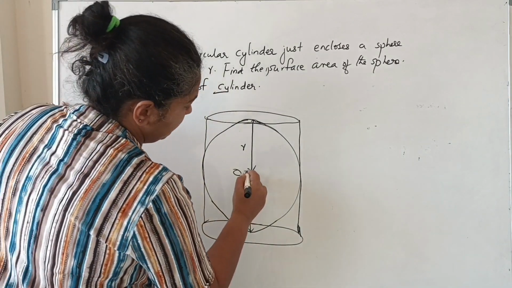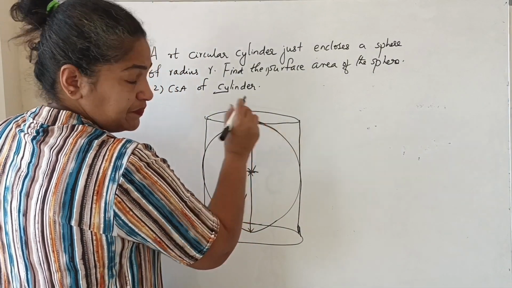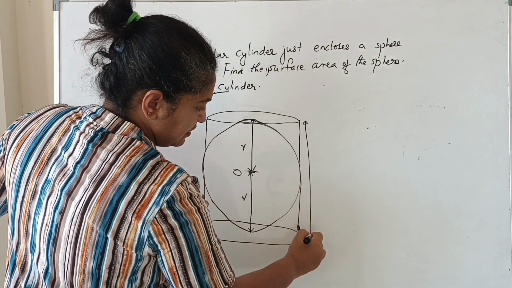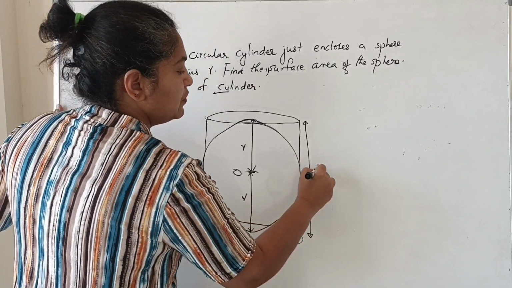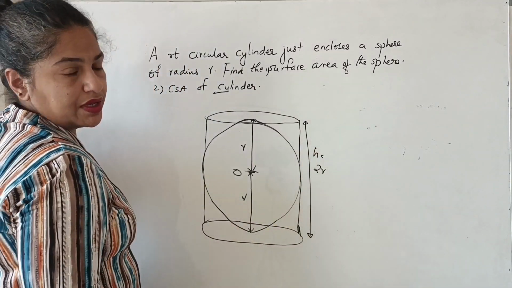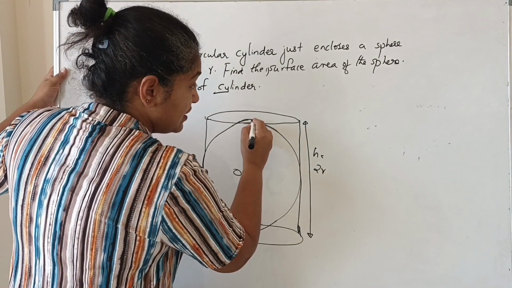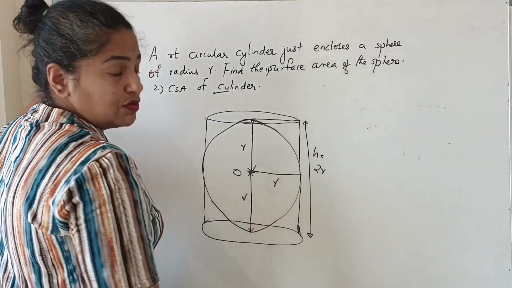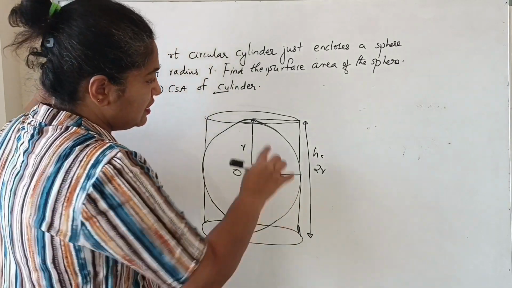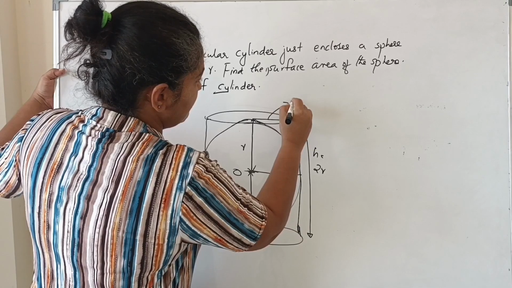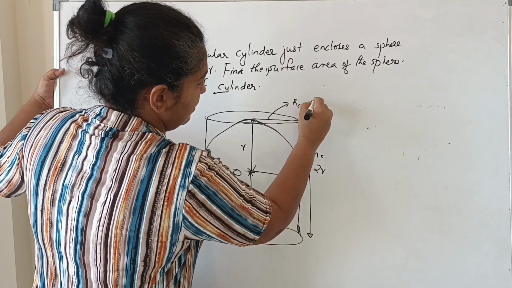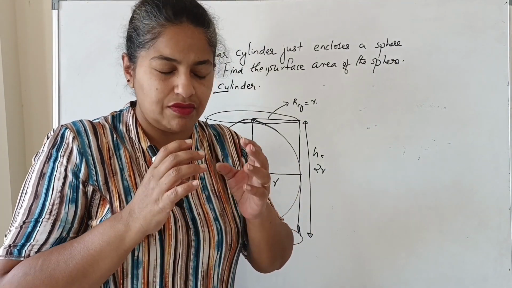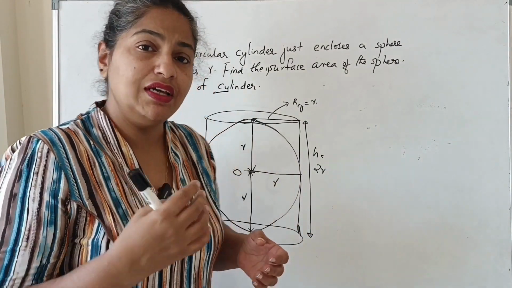So what is given to us? The radius of the sphere is given to us. This is also r. So what can I say about the height of the cylinder? It is equal to 2r. Now we need to find the radius of the cylinder, which is this part. From here to here also I can say that the value is r because it is the radius of the sphere. So the radius of the cylinder is r. So we have all the terms that we require to calculate the area.